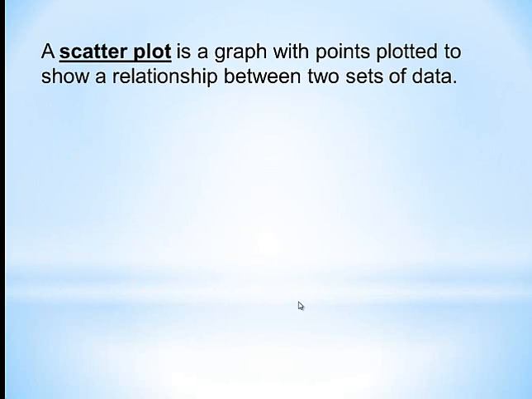The next thing we're going to talk about is a scatter plot. Now, a scatter plot is like plotting points on a coordinate plane, where you have two sets of data being compared. A scatter plot will show you a relationship between the two numbers. Now, you do need to write down what a scatter plot is. Go ahead and hit pause and write that down.